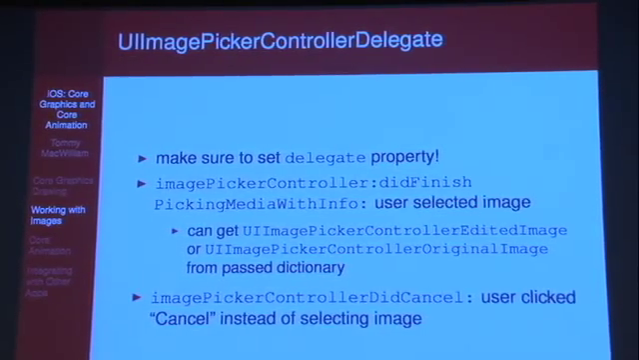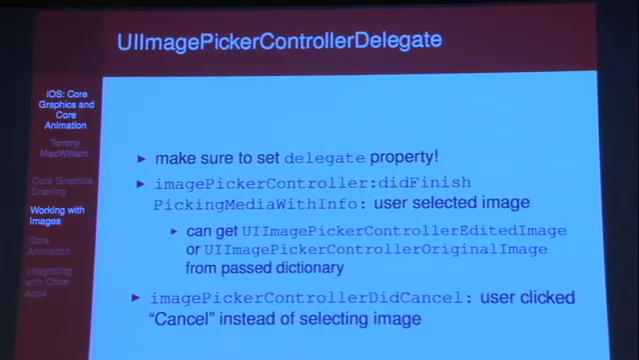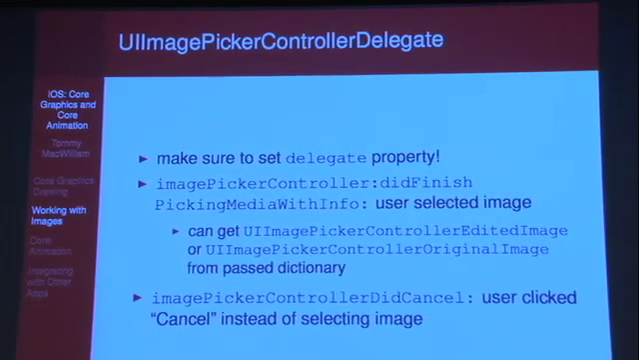Much like a lot of iOS's core APIs, this makes heavy usage of the delegate design pattern. So make sure that when you create this view controller, you set the delegate properly. Now here are just a couple delegate methods you might care about. When the user actually selects an image, you get a callback saying what the image the user selected was.